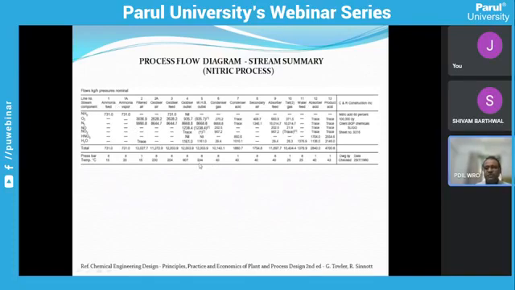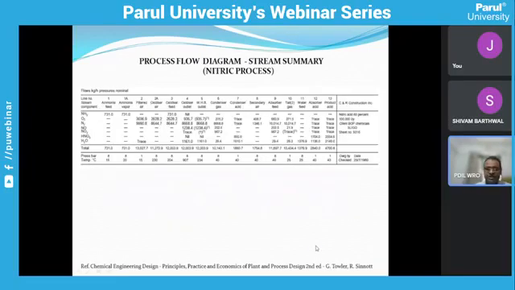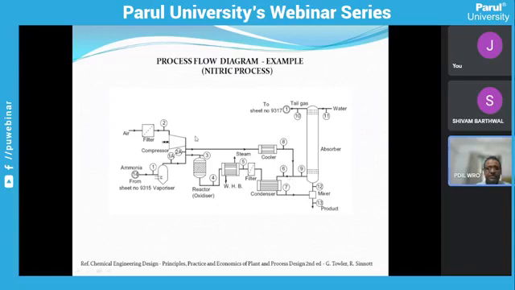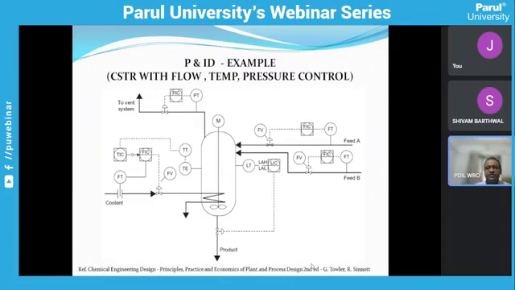If it is a small PFD, then you can directly write the values mentioned in the tabular form at this place also, with some symbol. So this is the process flow diagram. Then the P&ID. This is a small example of a P&ID, which I have just placed here. You can understand what the P&ID is.